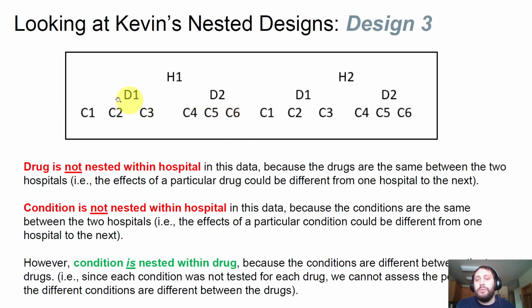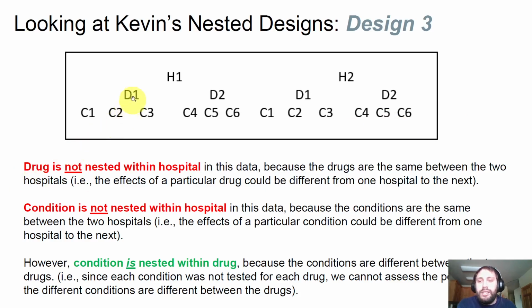You can see that conditions 1 through 6 are apparent in hospital 1, and conditions 1 through 6 are available in hospital 2. However, this is where I was getting a little confused before, but now I can say condition is nested within drug because the conditions are different between the two drugs.